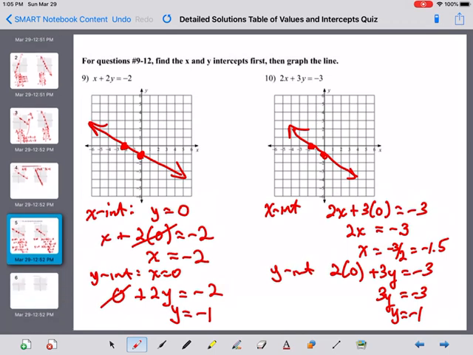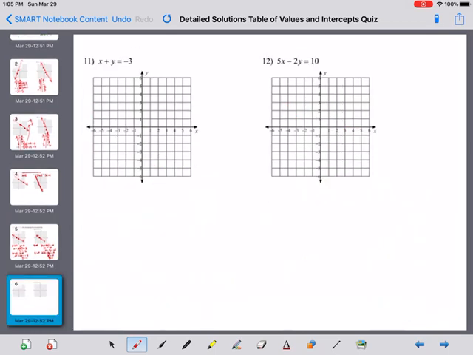Okay, and I believe we have one more page. Okay, so for the x-intercept, let's let y equal 0, so x equals -3. The y-intercept is when x equals 0, 0 plus y equals -3. So they're both -3. Graph them and connect.